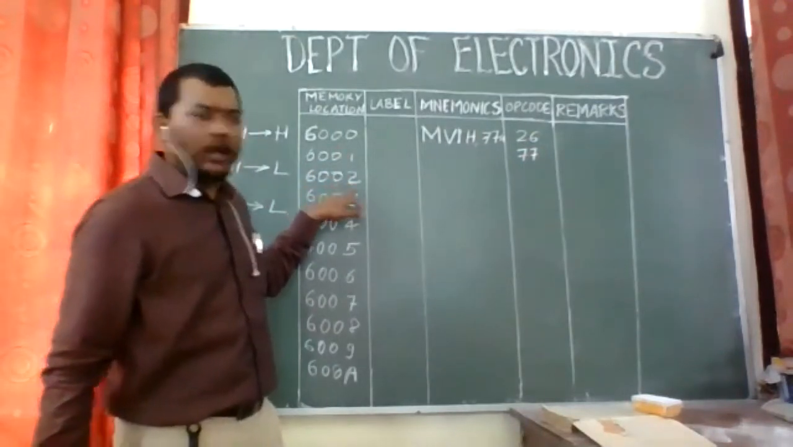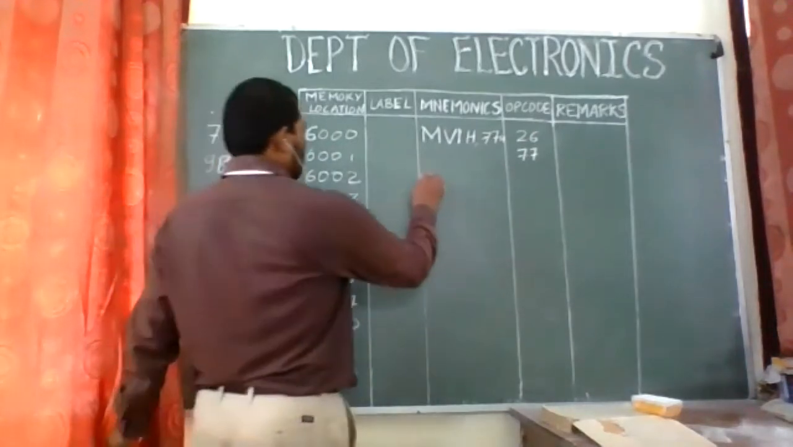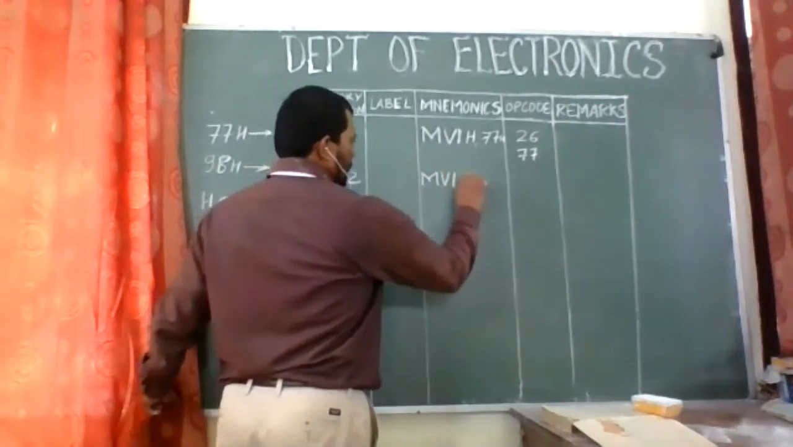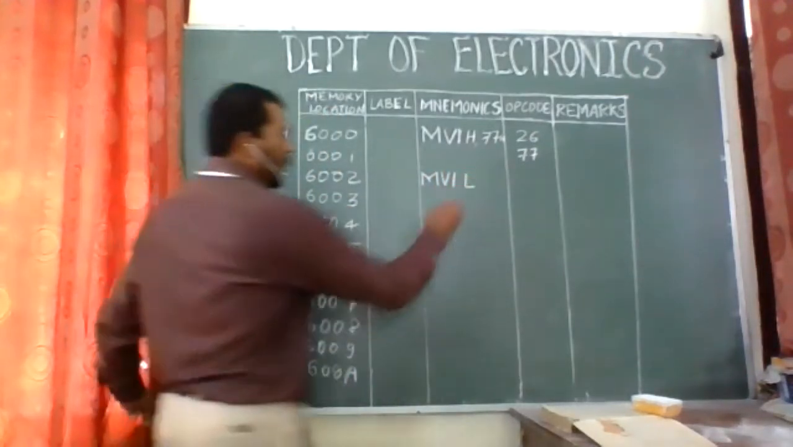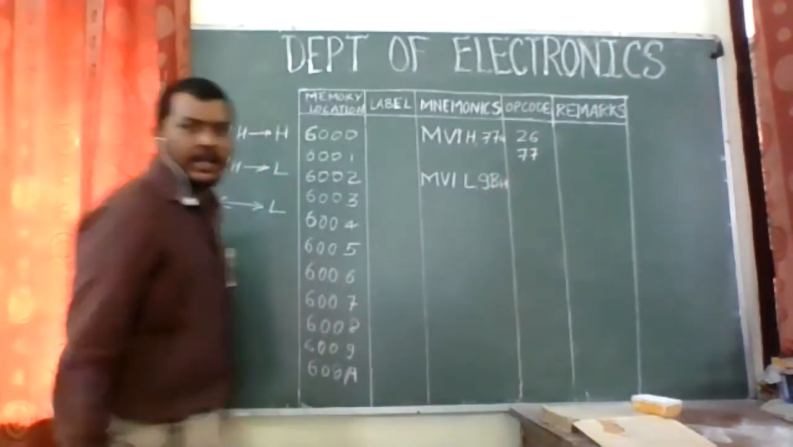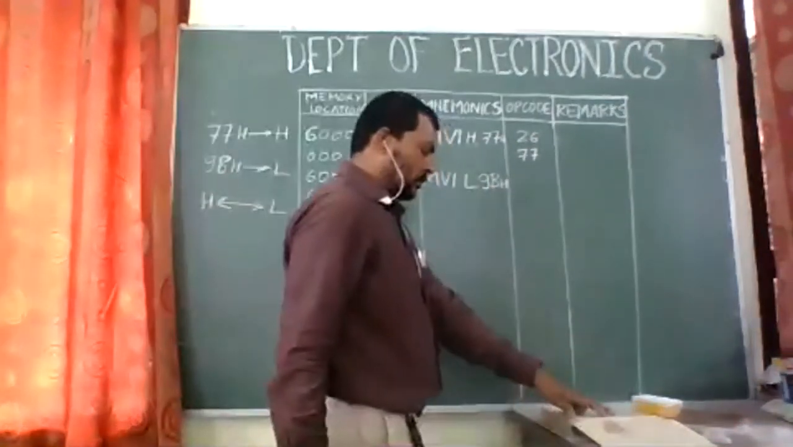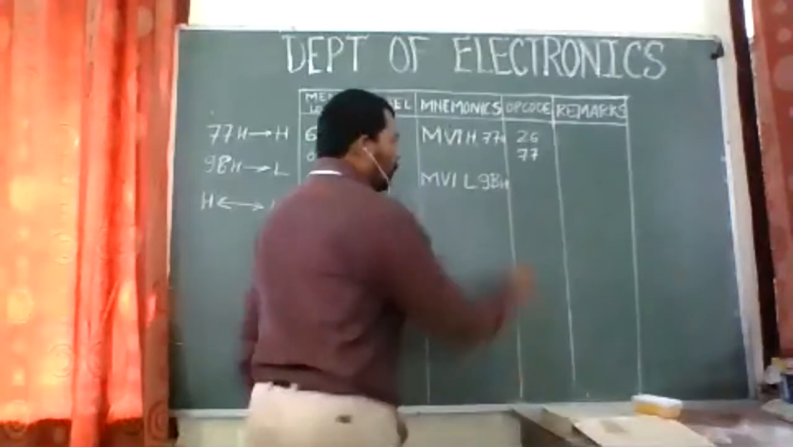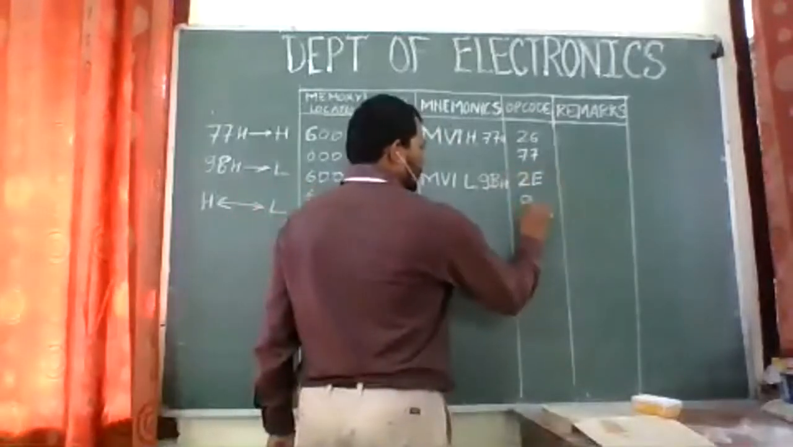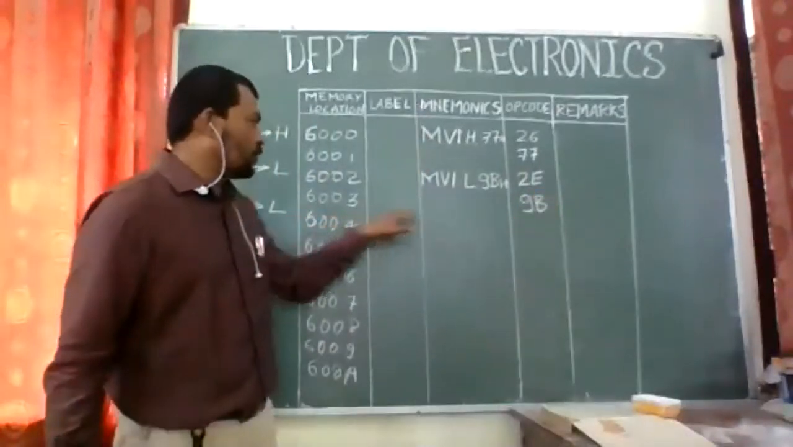In the next memory location, we have to store 9BH in register L. So we use the same instruction again, but this time for register L. So MVI L and the data, that is 9B, which is hexadecimal, so I am writing H here. The opcode for MVI L is 2E. So I am writing the opcode over here, that is 2E, and the next is the data, that is 9B, right? So now we have used 6003.